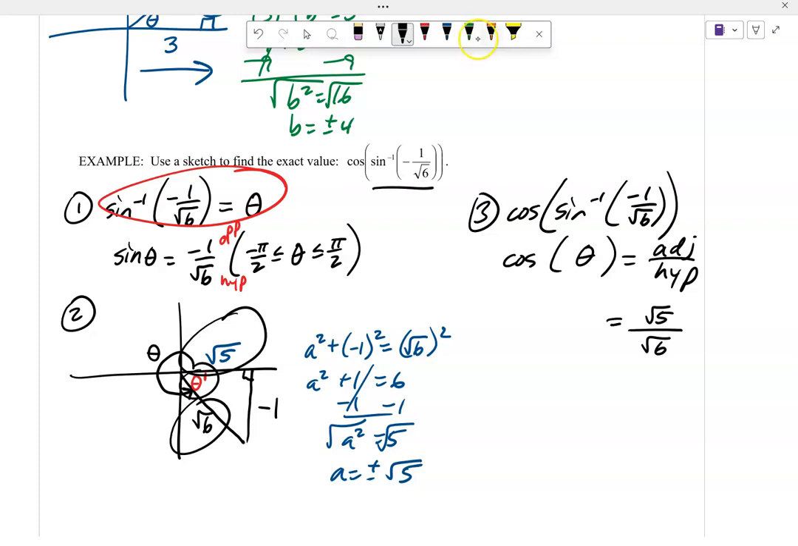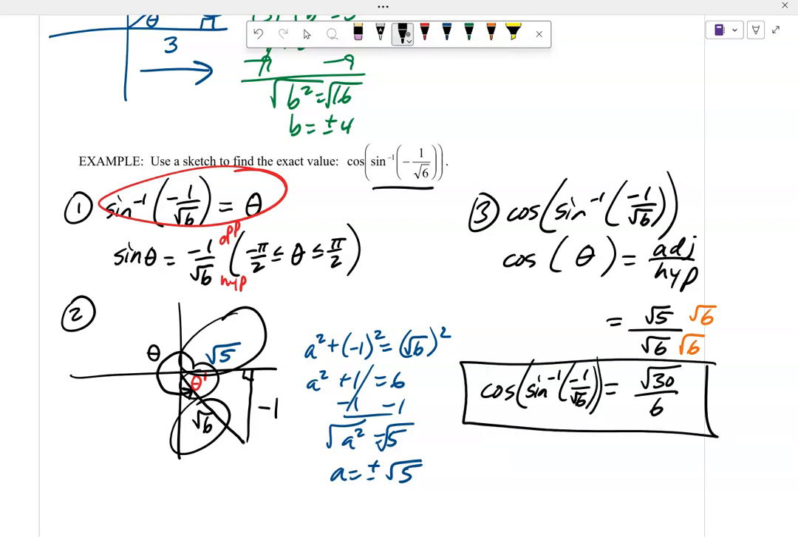And don't forget, we do need to rationalize that. Notice I got a new color. I'm excited about my orange. So there's our cosine of the arc sine of -1 over root 6. It's root 30 over 6.